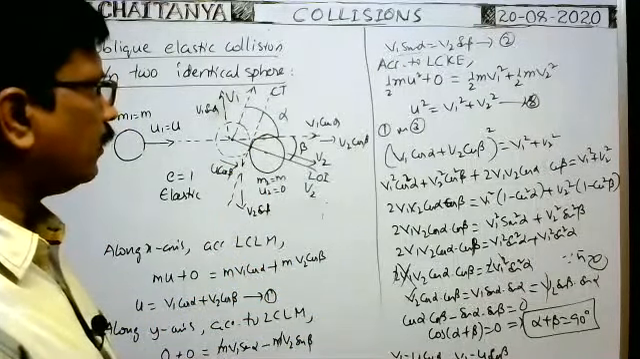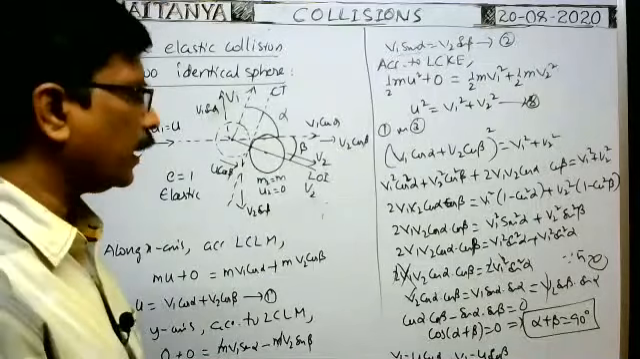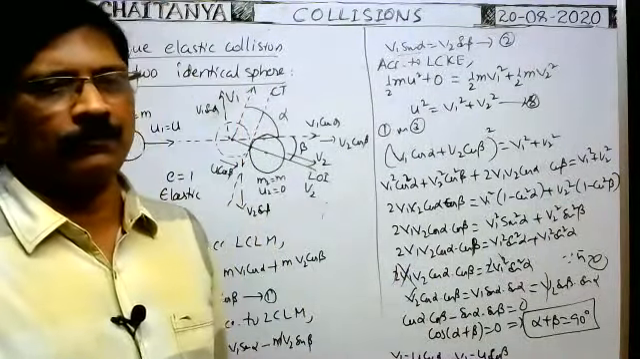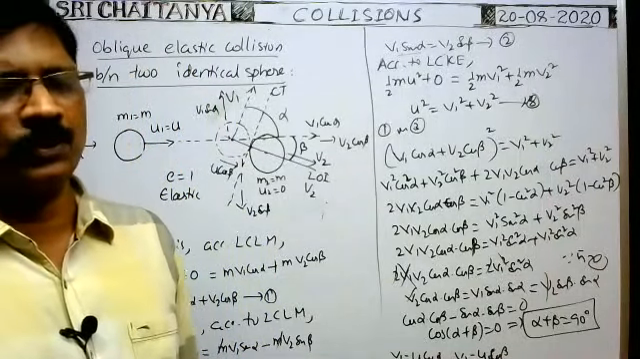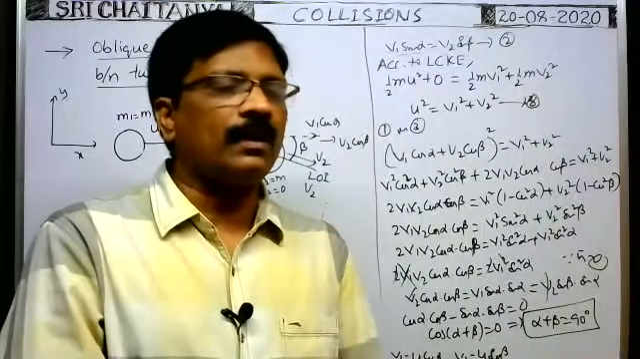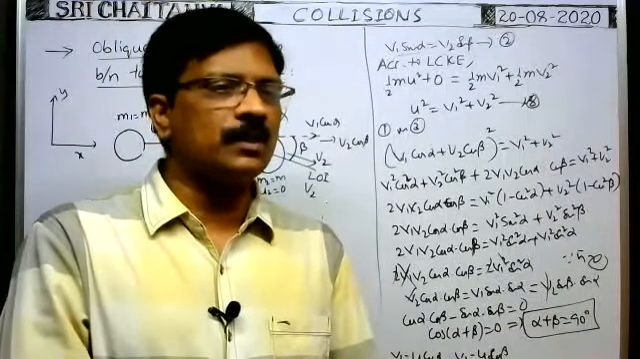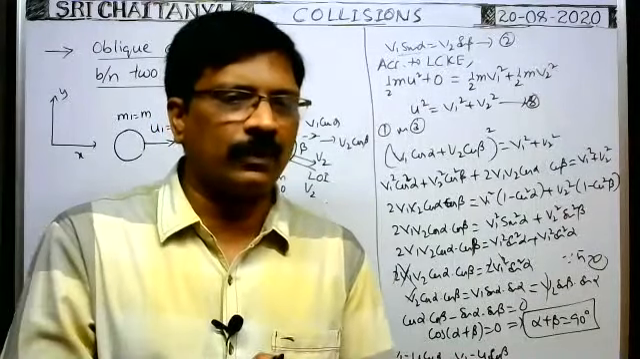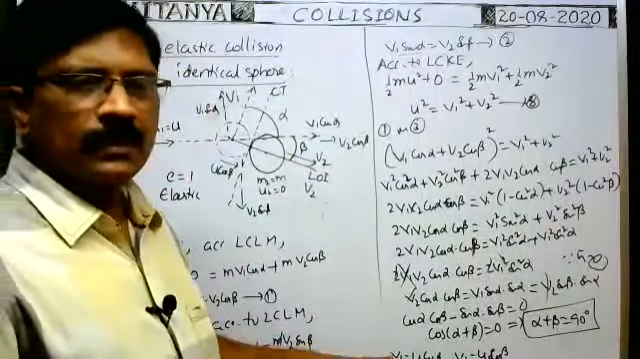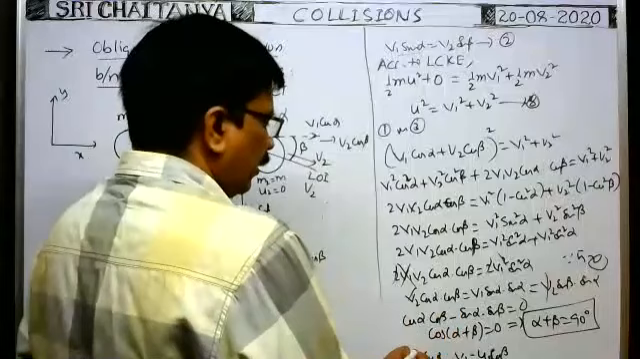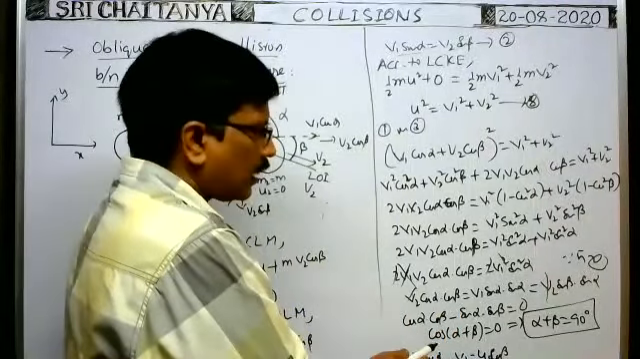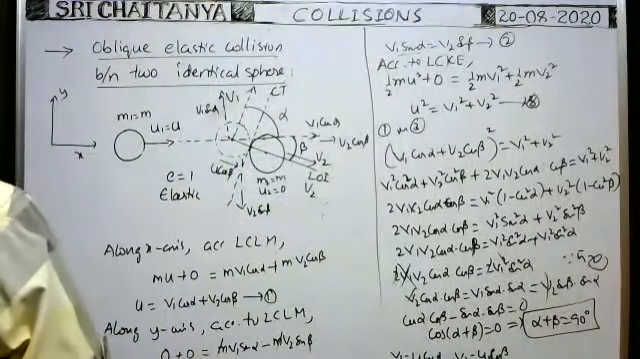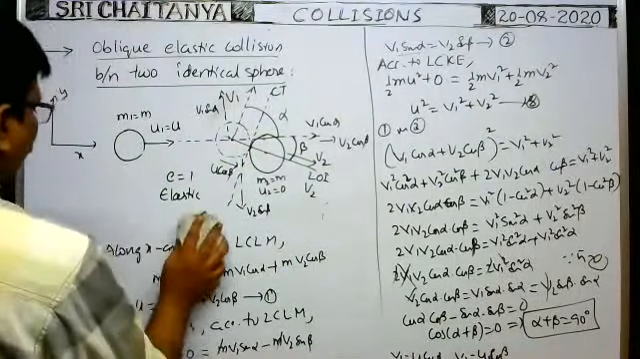v2 is equal to u sin beta. You will get those values. So these are the velocities. It is a one-dimensional elastic collision. Two-dimensional elastic collision or oblique elastic collision between two identical spheres in which one sphere is at rest before collision, that is the case. I will write here v1 is equal to u cos alpha, v2 is equal to u cos beta. I will write here after collision.